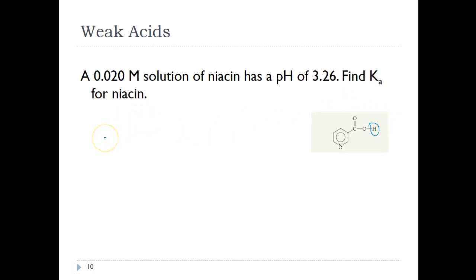But any weak acid we can represent with HA. So I'm going to start this by writing out the equilibrium equation, just using HA to stand for niacin, because it's just the expression for a weak acid. So if I have HA plus water goes to equilibrium with H3O plus and A minus, that's our equilibrium constant expression.